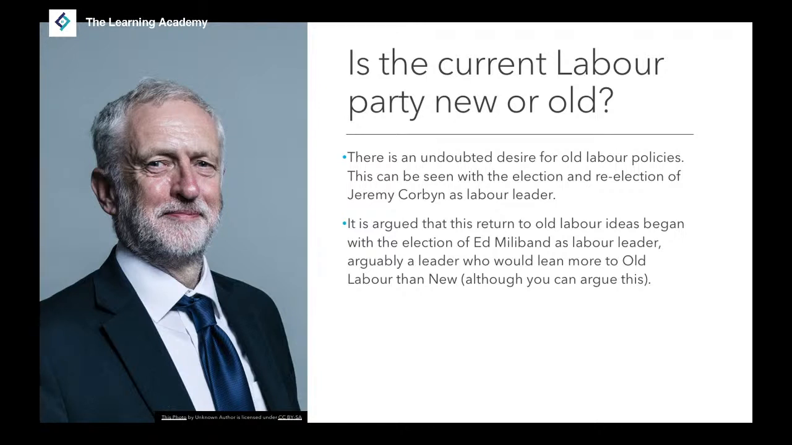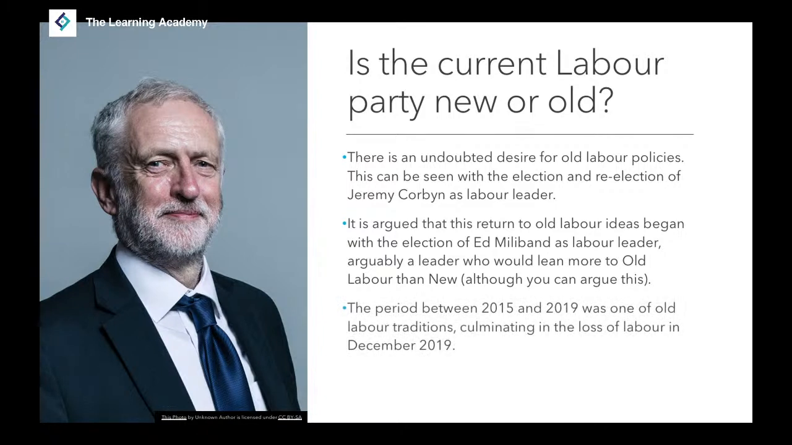Then we have Corbyn from 2015 to 2019, or just the end of 2019, start of 2020. Sorry. So the period between 2015 and 2019 was one of solid old Labour traditions. Okay, while there was conflict within the party between old and new Labour, with people trying to oust him, every single time they tried to get rid of Corbyn, he would win these elections with a large majority. So definitely in this period of time there is a taste for old Labour.